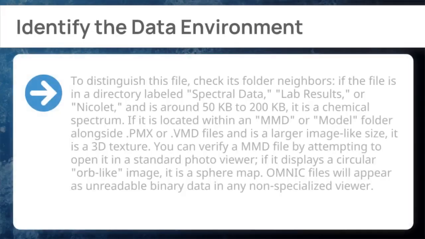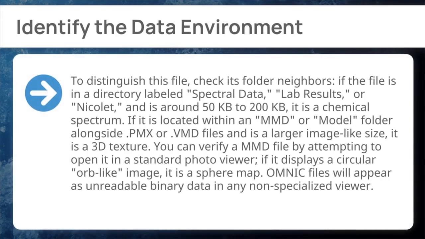First, identify the data environment. To distinguish this file, check its folder neighbors. If the file is in a directory labeled Spectral Data, Lab Results, or Nicolet, and is around 50 KB to 200 KB, it is a chemical spectrum. If it is located within an MMD or model folder alongside .pmx or .vmd files and is a larger image-like size, it is a 3D texture.